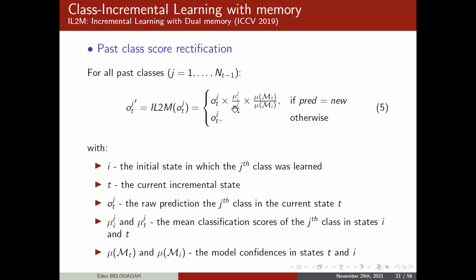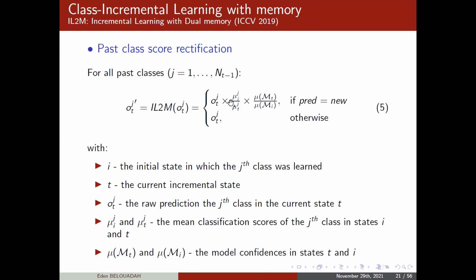So here, if I divide a big value by a small value, it will automatically increase the score of the class. It means if on average the score of the class in this state is, for example, 4 times lower than the original score of the class, then I will multiply it by 4.